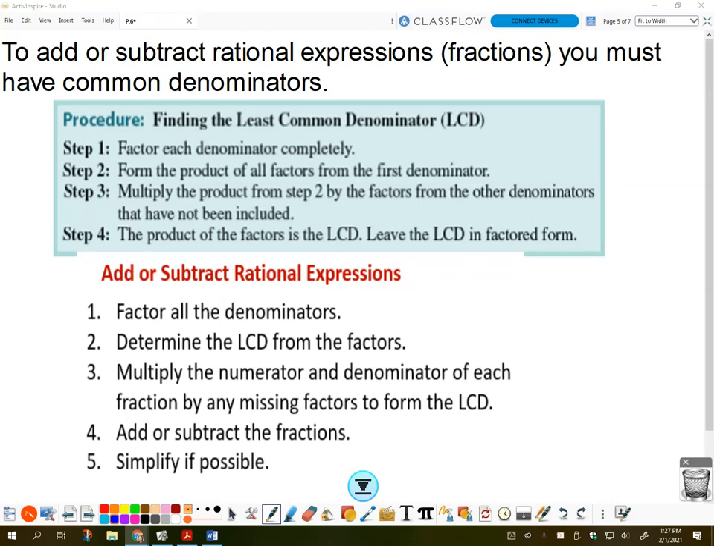Okay, so we're continuing section P6. I didn't put that at the top, but it's P6 continued. We're going to add and subtract. So that first statement is just reminding you that to add and subtract fractions, you need common denominators.